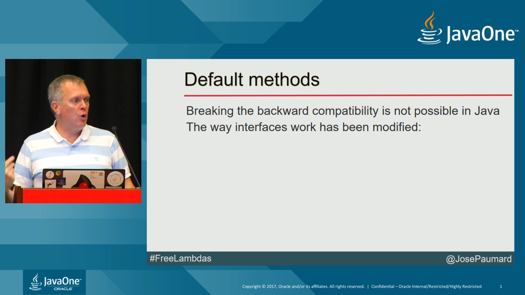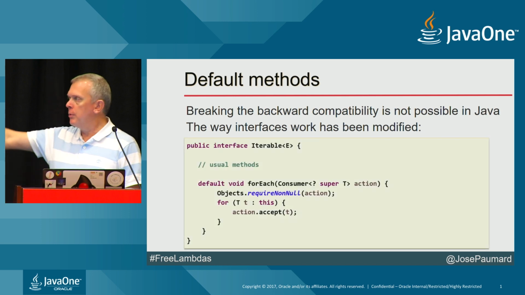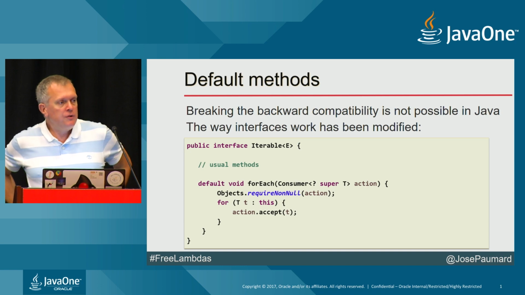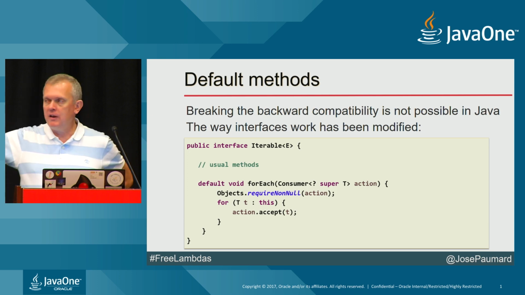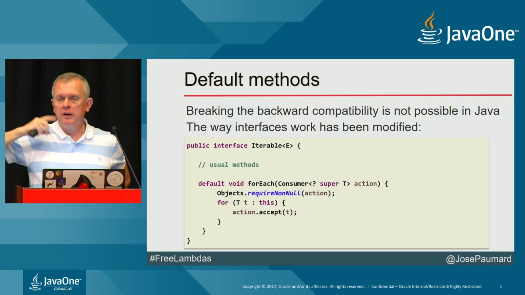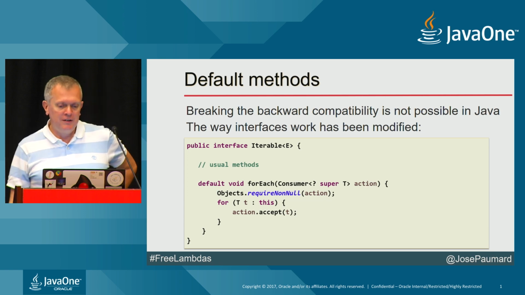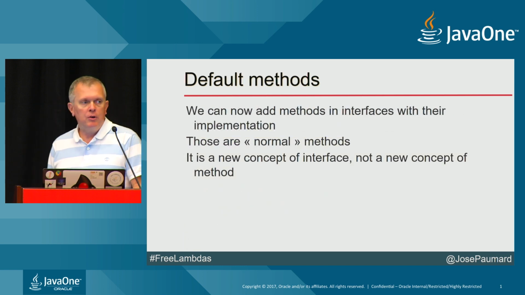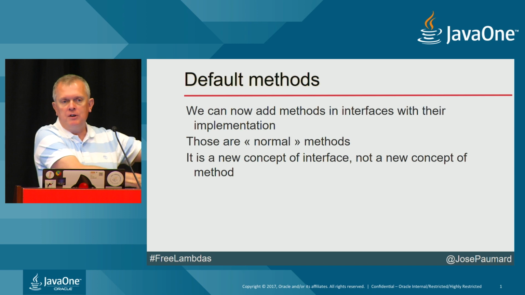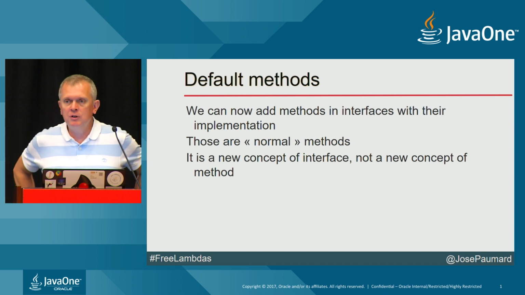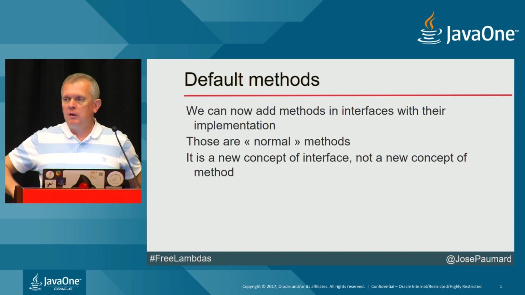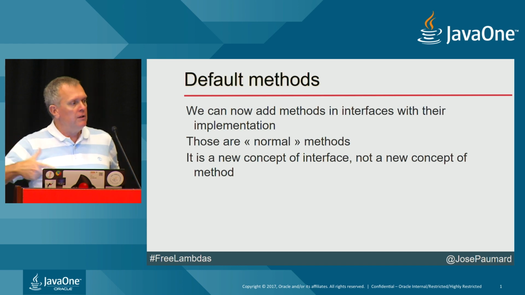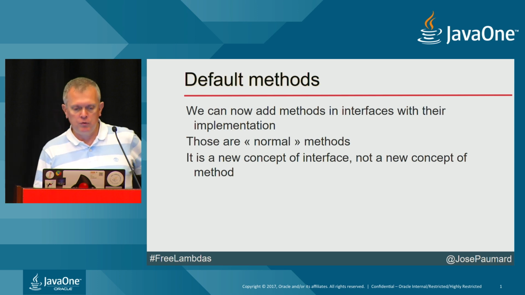So the way interfaces work has been modified in Java 8, and the for each method is in fact a default method. What is a default method? It's a regular method added in an interface along with its implementation. It just has the default keyword in front of it, right? And does something. It is just a plain regular method, very easy to understand. What is new is that we can now have implementations in an interface. It was not possible up to Java 7. But it is a new concept of interface. It is not a new concept of method. It is just a plain old regular method as we're used to write them.